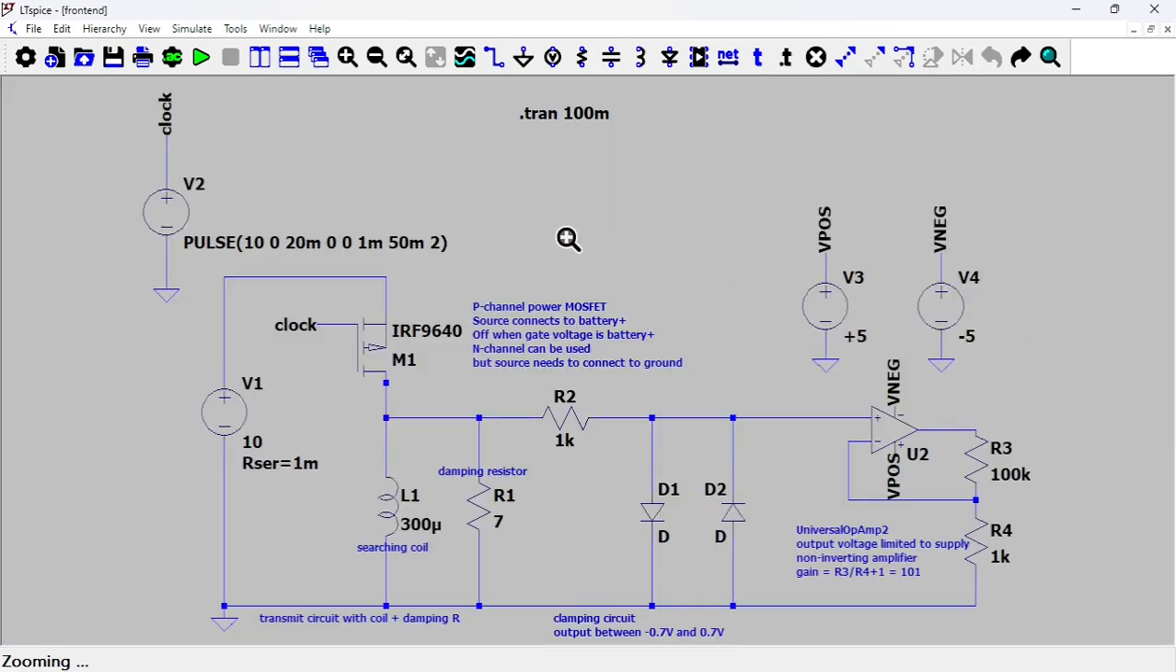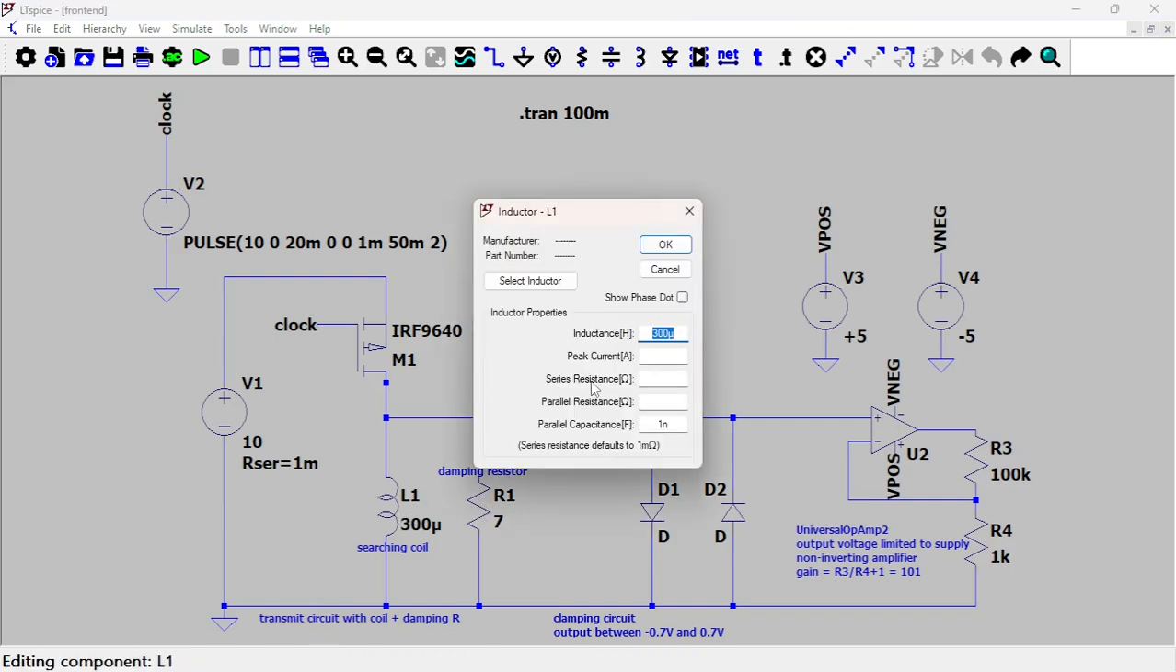So again, I'm just showing that circuit. So a few notes. In reality, the damping resistor should be much higher than 7 ohms. It should be around, I don't know, 400, 500. So I don't know why it needs to be so low. So that's one thing.